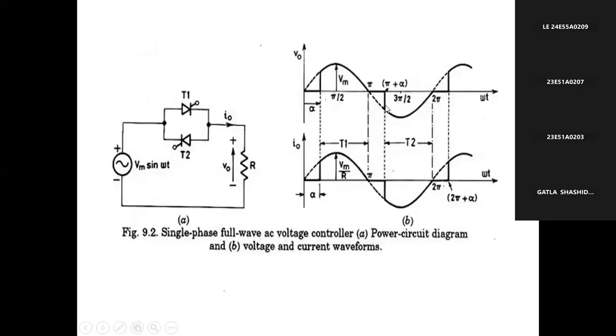Take one straight line, and this is the output voltage up to 2 pi. At 2 pi, T2 is reverse biased again, T1 is forward biased. It is entering into the positive cycle.